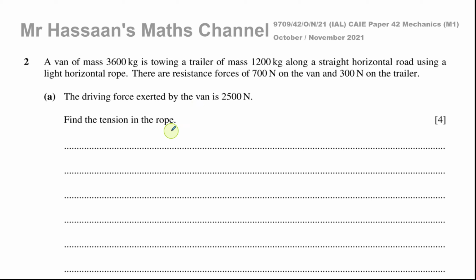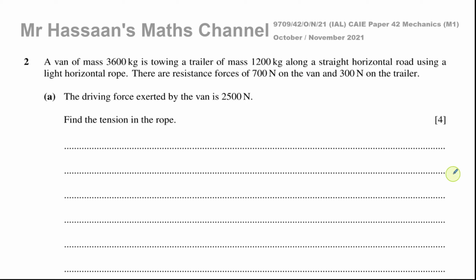It's a mechanics paper. It says a van of mass 3,600 kilograms is towing a trailer of mass 1,200 kilograms along a straight horizontal road using a light horizontal rope. There are resistance forces of 700 newtons on the van and 300 newtons on the trailer. The driving force exerted by the van is 2,500 newtons. Find the tension in the rope.